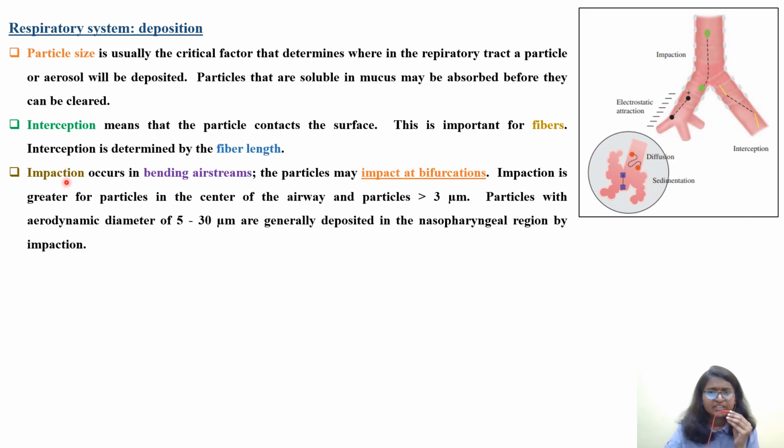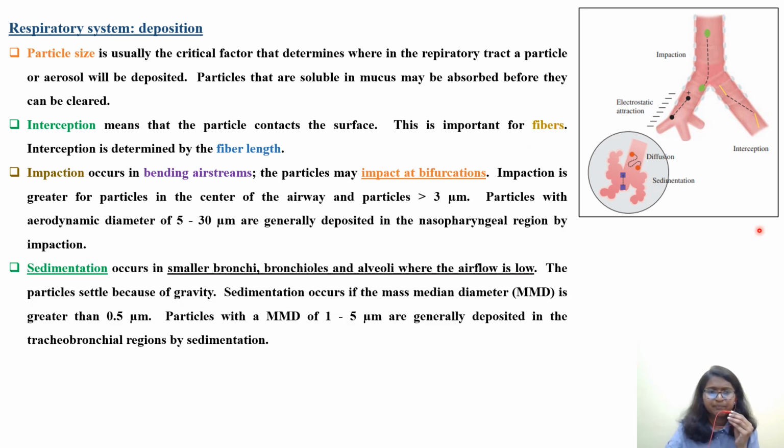Okay. Then impaction. Impaction occurs in the bending airstreams. Here you can see, because the whole respiratory system ending in bronchioles has many bifurcations, bendings will be there. So impaction occurs in the bending airstreams. The particles may impact at bifurcations. Impaction is greater for particles in the center of the airway and particles greater than 3 micrometers. Particles with aerodynamic diameter 5 to 30 micrometers are generally deposited in the nasopharyngeal region by impaction.